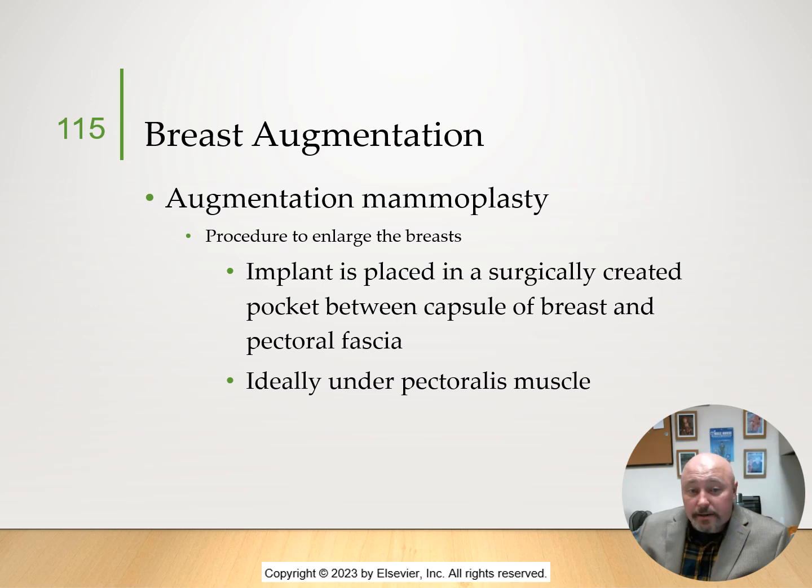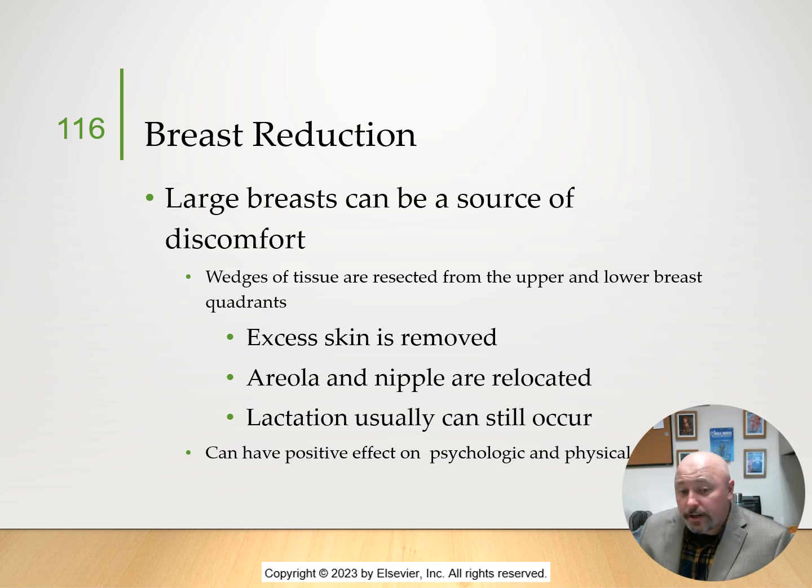Augmentation mammoplasty may be used to enlarge the breasts. And in this case, an implant is placed in a surgically created pocket between the capsule of the breast and the pectoral fascia. Breast reduction surgeries are more common than you may realize, as large breasts can be a source of discomfort. In this case, wedges of tissue are resected from the upper and lower breast quadrants. Excess skin is removed, areola and nipples are relocated, and lactation can still usually occur following this procedure.